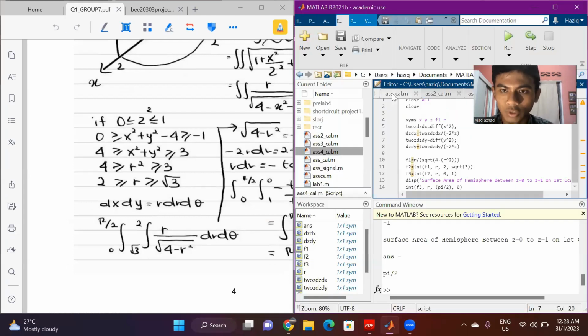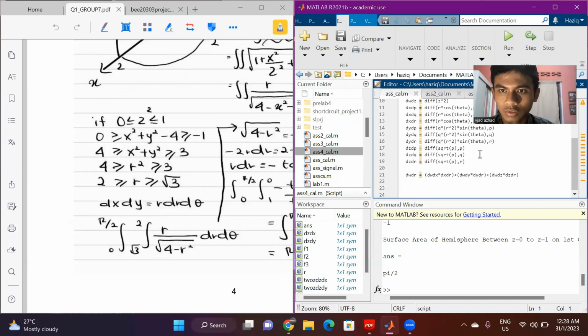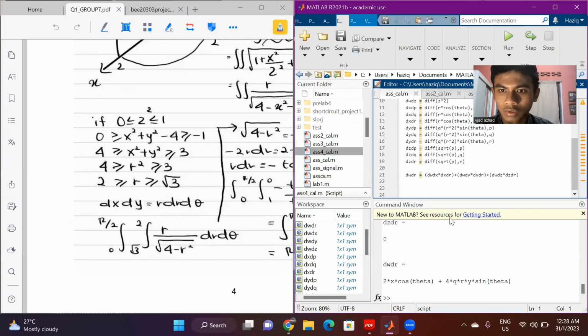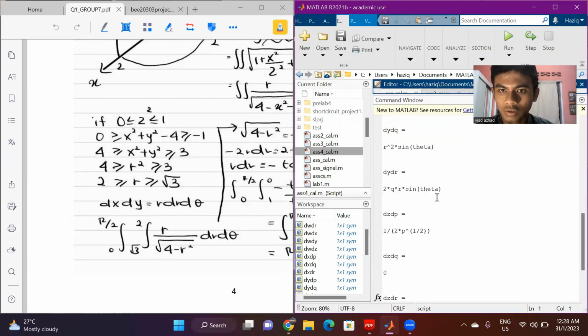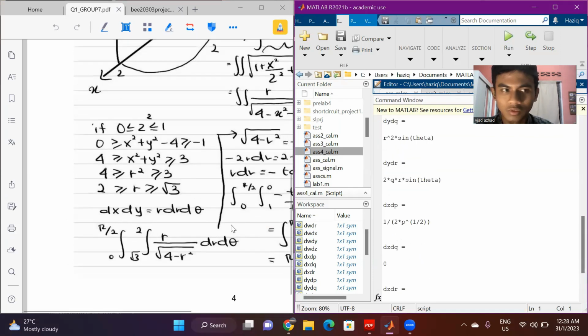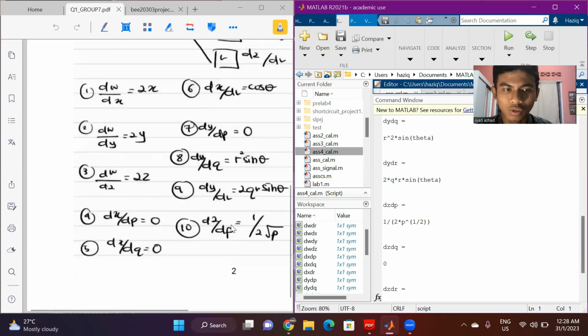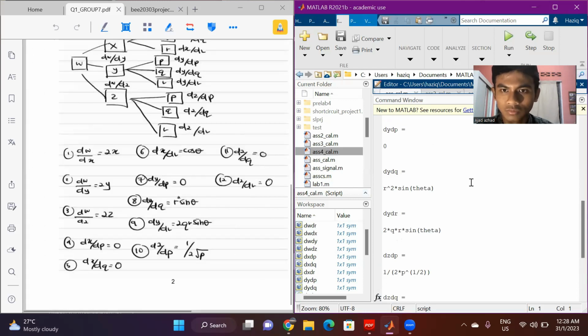So for question number 1, we need to derive all the equations. As the command window shows, these are all the answers, similar to our manual calculation.